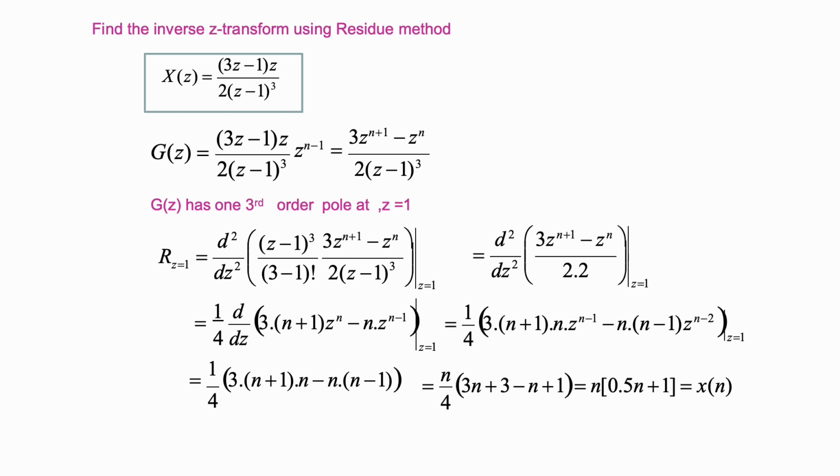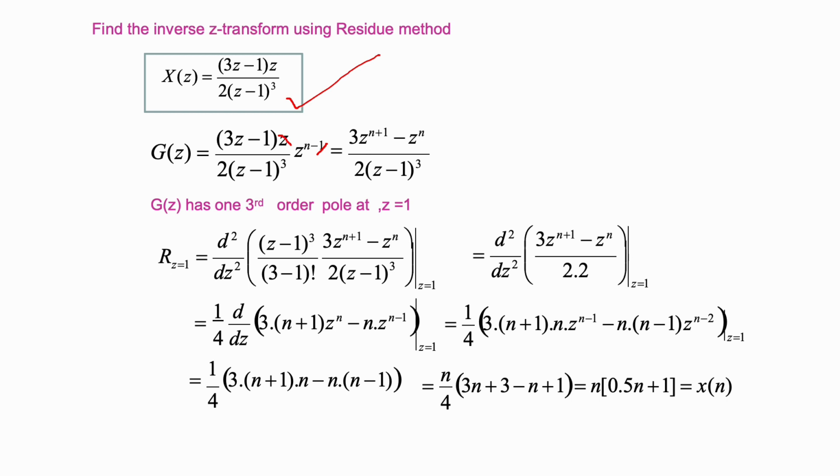Now the third problem, using the residue method. Here also a multiple pole is given. So you take g(z) as (3z minus 1) into z divided by 2 into (z minus 1) whole cube, times z power n minus 1. Now the z and z power n get cancelled. What is the order of the pole? 3. Now you substitute in the same formula, with m equal to 3.